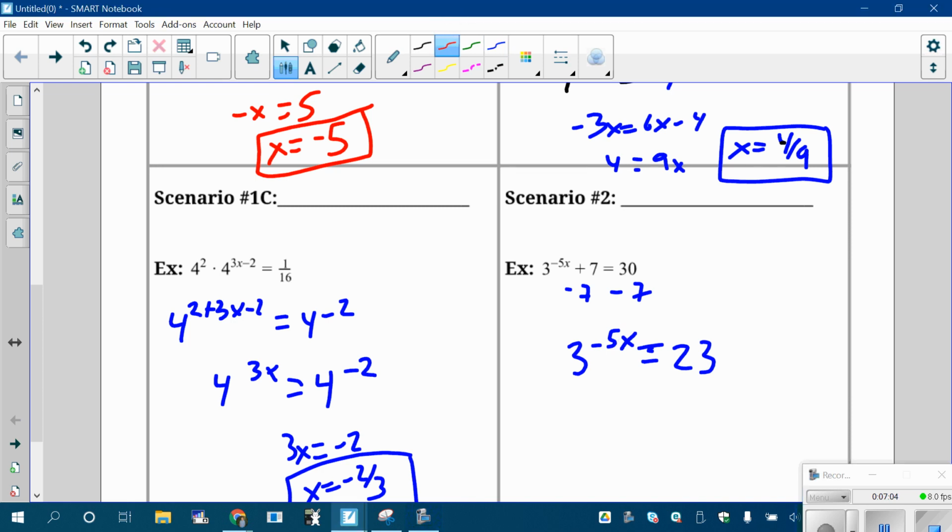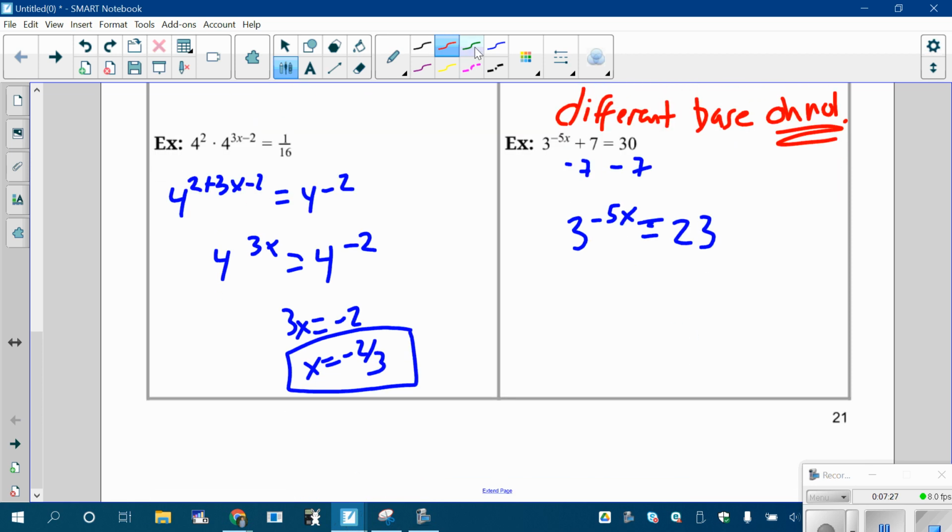I cannot make it the same base. So this is called different base, oh no. Okay, this is not same base, oh yeah. This is different base, oh no. I can't write 23 as 3 to some power. It is 3 to some power, but I just have no idea what power it is. 3 to the 2.825, I don't know. So instead, I need to use logarithms.